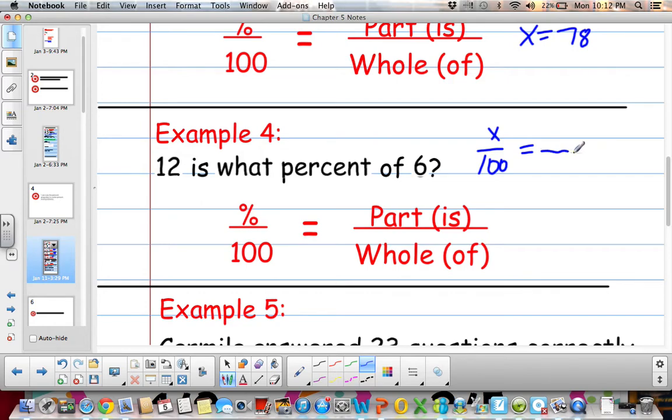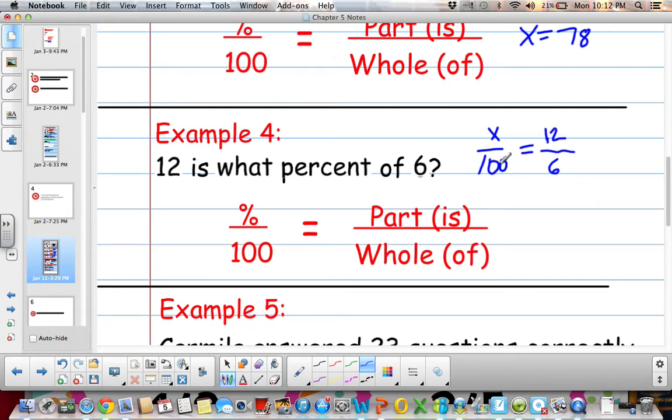Just because 6 is smaller does not mean that it is always going to be our part, because we're taking the percentage of 6. So that is actually our whole number, and our part is going to be 12. So not always is it going to be a smaller number on top and a bigger number on the bottom.